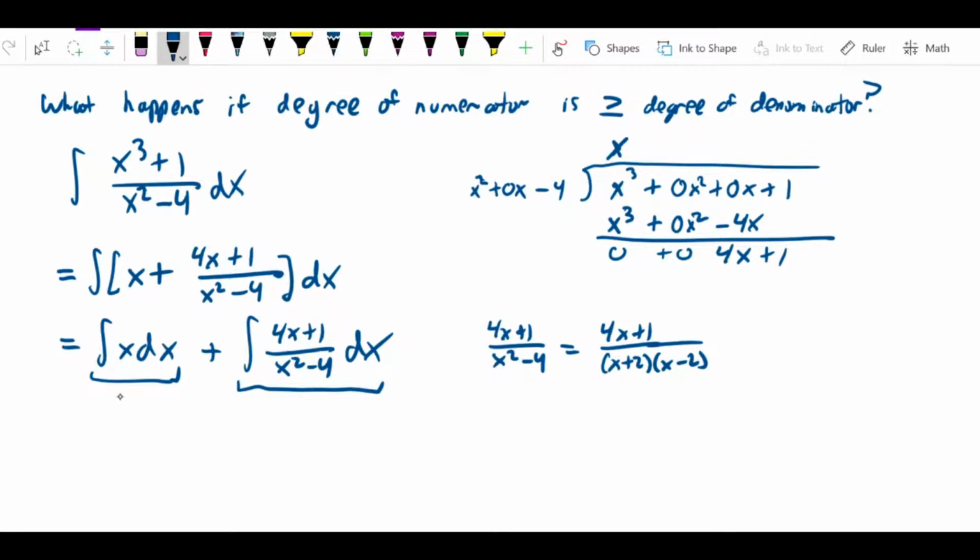So what I would do is find this antiderivative here by the ordinary power rule for antiderivatives, and then I'd use partial fractions on this part here. Again, I'm not going to do that, but that's how you would set this up.